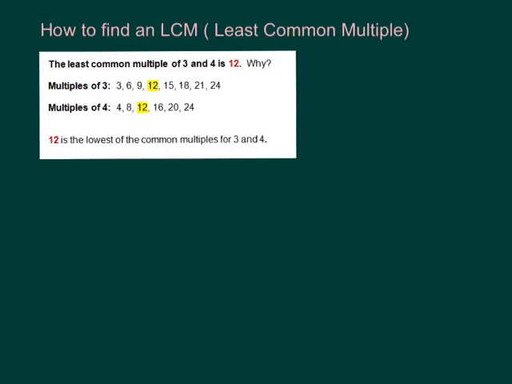Before we get started with working with some problems, we need to review how to find an LCM, which is called the least common multiple. The least common multiple of 3 and 4 is 12. But why? So you need to learn to do this very quickly. When you see two numbers, 3 and 4, you automatically know that the least common multiple is 12. Now, a multiple is just a multiple of numbers.